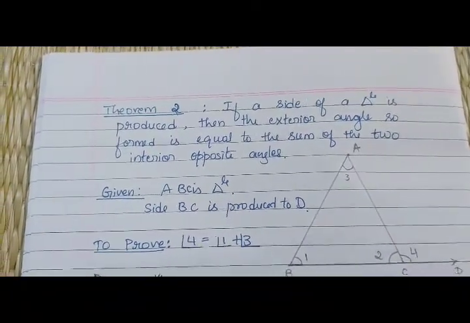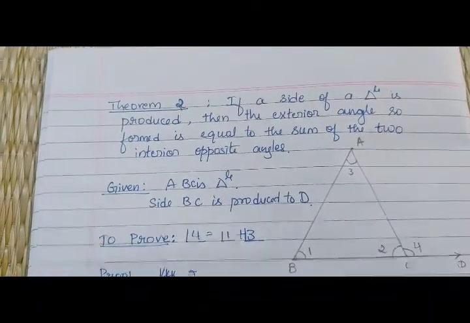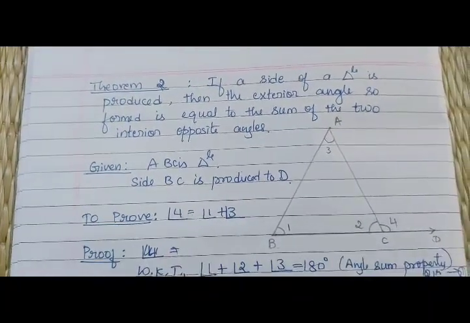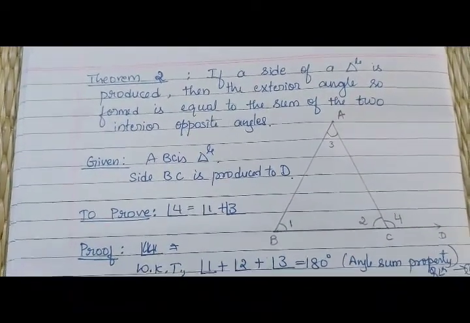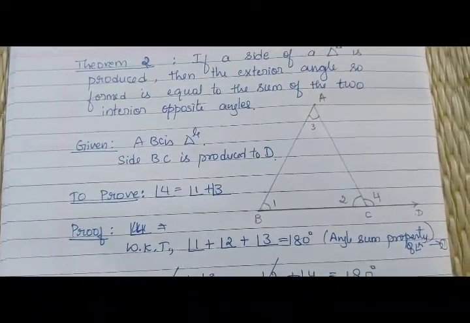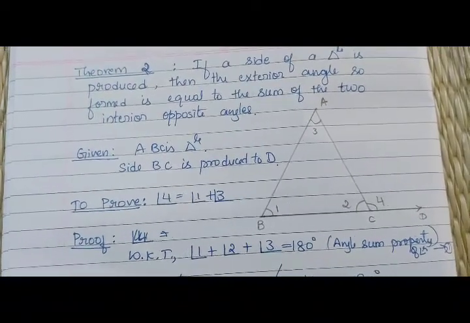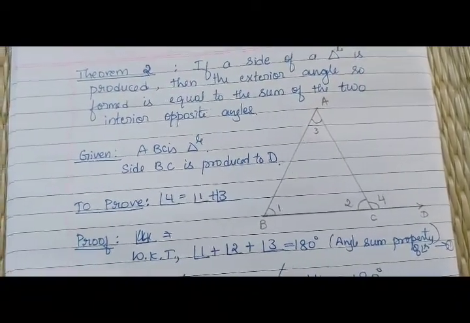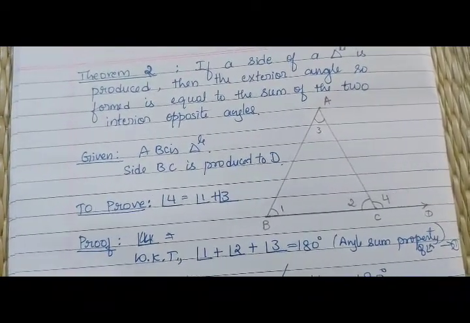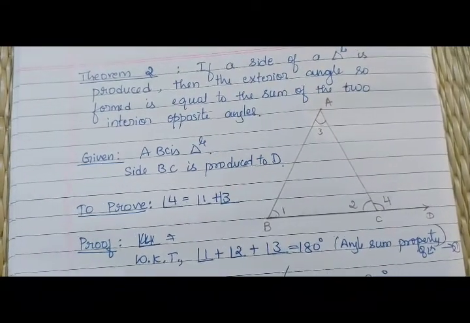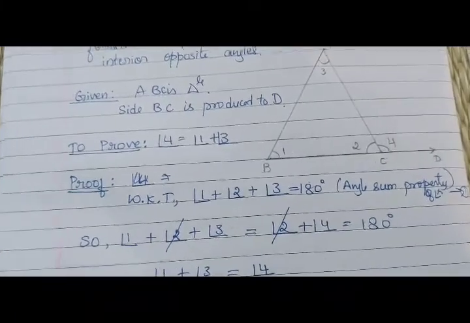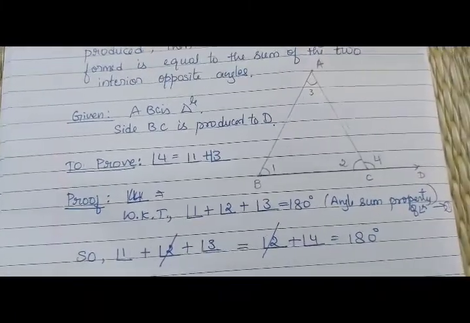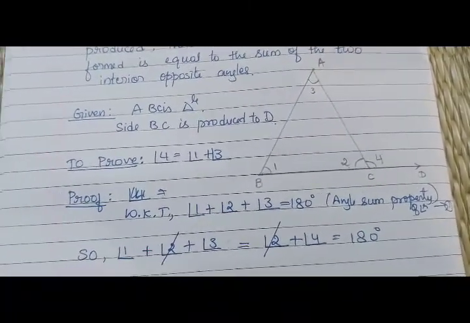If a side of a triangle is produced, then the exterior angle so formed is equal to the sum of the two interior opposite angles. Given ABC is a triangle and side BC is produced to D. Prove that angle 4 is equal to angle 1 plus angle 3. Proof: we know that angle 1 plus 2 plus 3 is equal to 180, the angle sum property we proved in the last theorem.